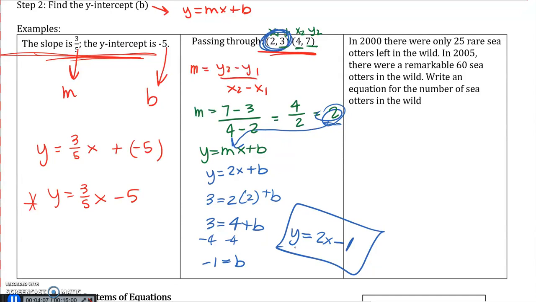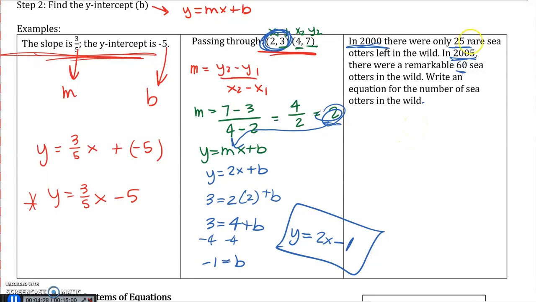I could also be given kind of a word problem. So in 2000, there were only 25 rare sea otters left in the wild. In 2005, there were a remarkable 60 sea otters in the wild. Write an equation for the number of sea otters in the wild.